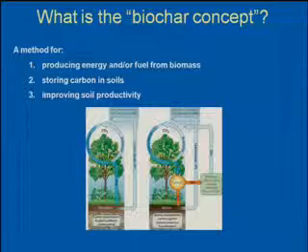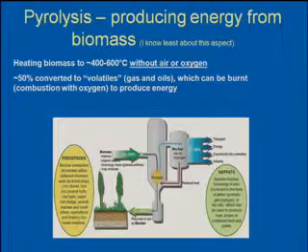The biochar concept has these three prongs. The first is producing energy from the biomass. So by pyrolysing, by heating biomass in the absence of oxygen, it's exothermic, you produce energy from that, and it's one of the many ways that you can get energy from biomass. The second is that it has potential for storing carbon in soils, and the third is the potential for improving soil productivity. And I'll go into more detail of each of those as we go through.